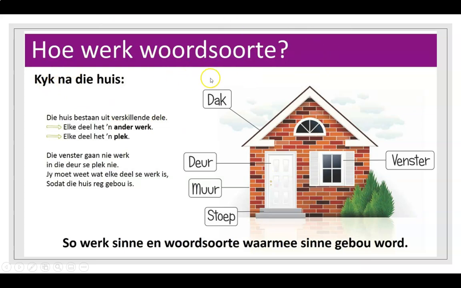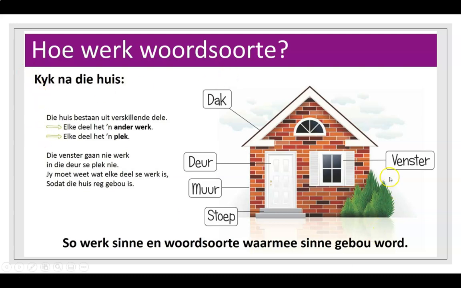So the word you need to know is woordsoorte. Woordsoorte means parts of speech. So in class, when I say, watter woordsoort is hierdie, you need to be able to say, is it a selfstandige naamwoord, a byvoeglike naamwoord? What is it we are looking at?